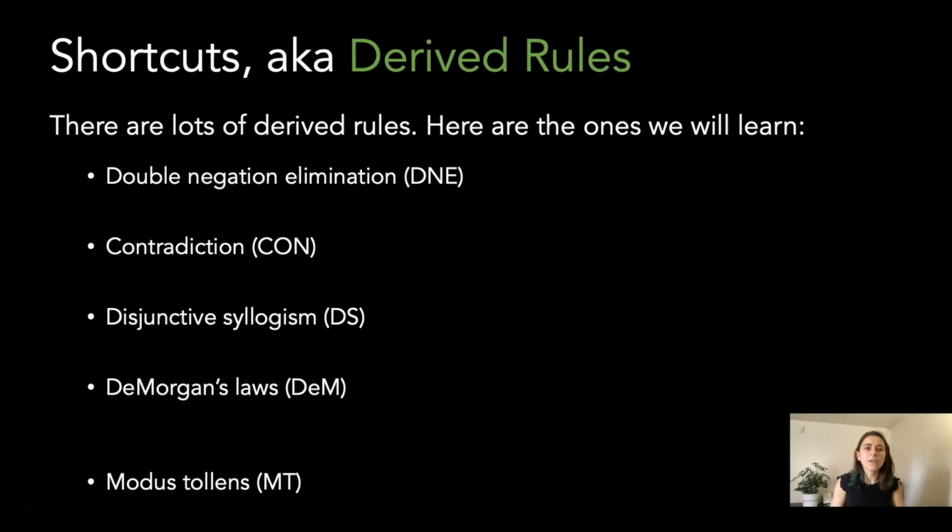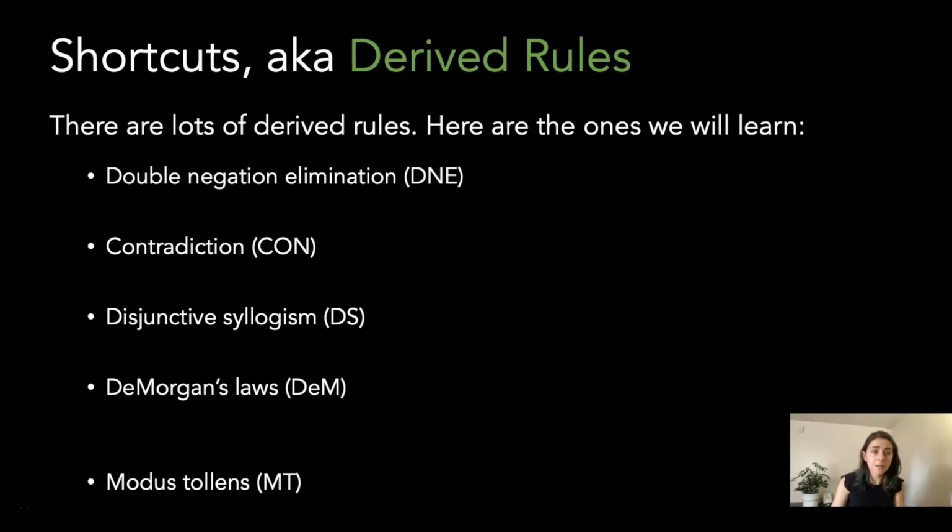Okay, so here are the derived rules that I will go through in this video. You can see your book for more examples, but these are just the ones that we'll be working with in the remainder of the class. The first is double negation elimination. Then we'll have contradiction, disjunctive syllogism, De Morgan's laws, and modus tollens.